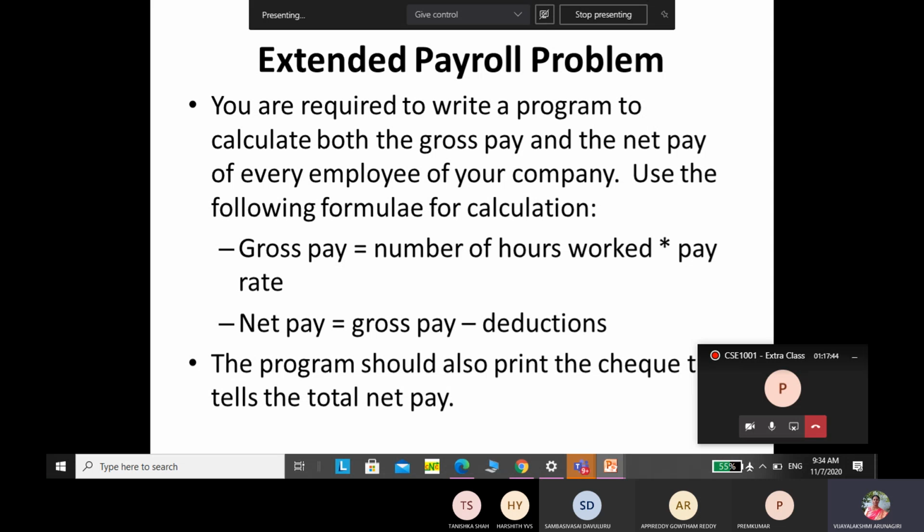What is the output we'll get? Gross pay and then net pay. Or we have to print the net pay. Actually, here it is given that the output should be printed in the check. So in the output format you can write that print the net pay in the check. Directly you can write it. Clear? Okay. So don't print gross pay.